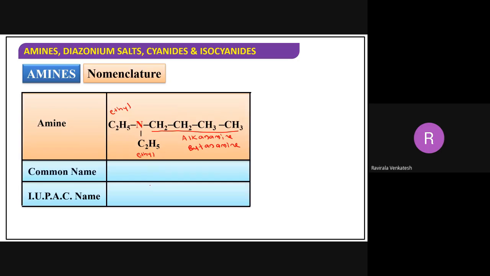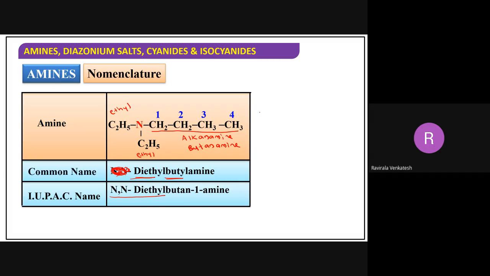Now what can I call this? N,N-diethyl butanamine in IUPAC nomenclature. The common name will be diethyl butylamine. We don't use N,N in the common name; it is only diethyl butylamine. In IUPAC, it is N,N-diethyl butanamine. Here also, the nitrogen is bonded to the first carbon, therefore you can call it butanamine.